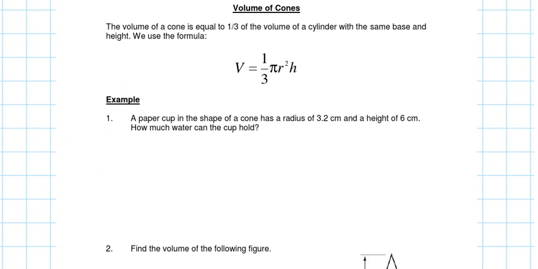Cones. So the formula for the cones is 1/3 pi r squared h. So it's 1/3 the volume of a cylinder. If you guys remember, the volume of a cylinder is pi r squared h. That's what the volume of a cylinder is. The cone has 1/3 the value of that. Okay? So that's why it's 1/3 times the volume of a cone. So it's 1/3 pi r squared h.